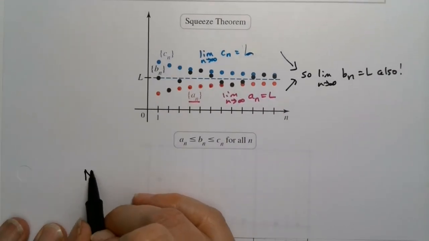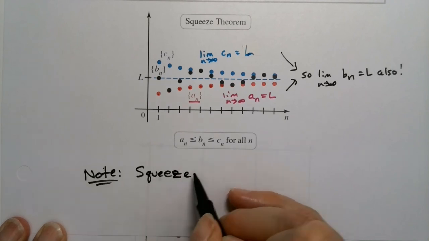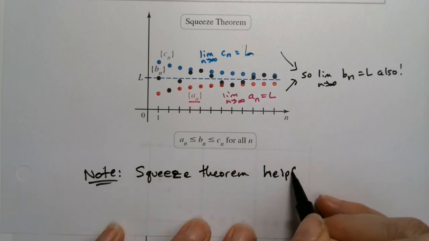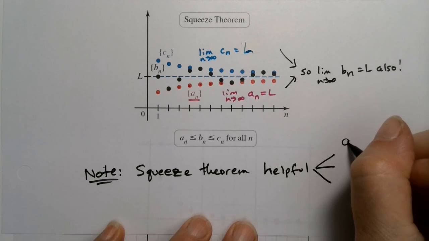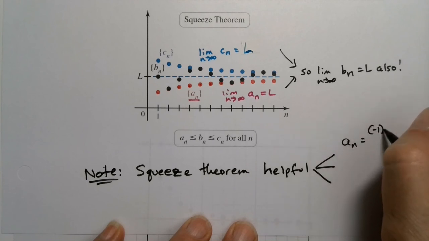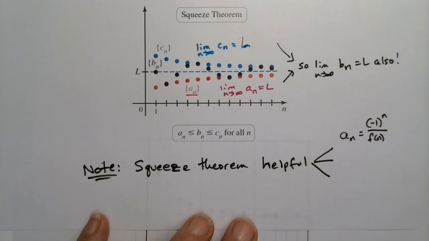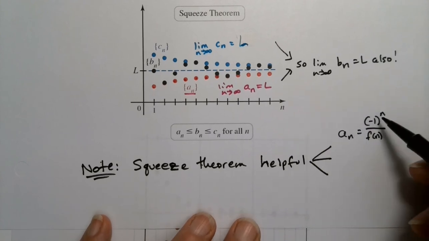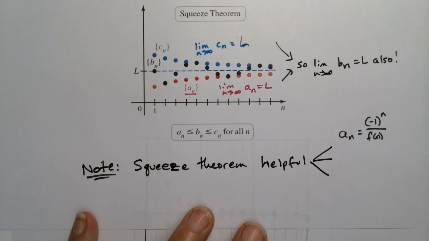Not all the time, but we'll just make a little note. Squeeze theorem can be helpful in a couple instances. Things like when your a sub n is equal to -1 to the n over some function of n, right? I'm just going to write f of n. So it could be n, it could be n squared, things like that. Then you squeeze it between the negative and the positive, because -1 to the n is always between those negative and positive values. And again, f of n could be anything. It could be n squared, n cubed, 3n, all sorts of stuff.